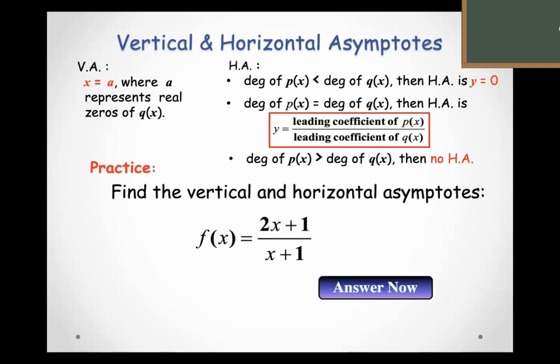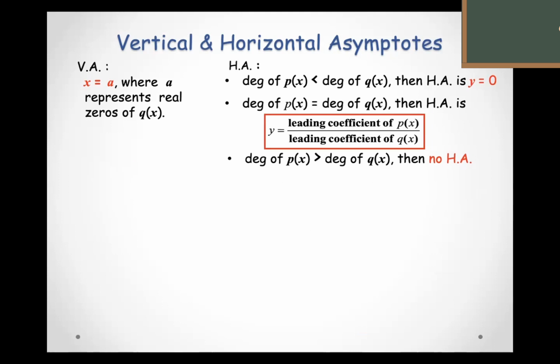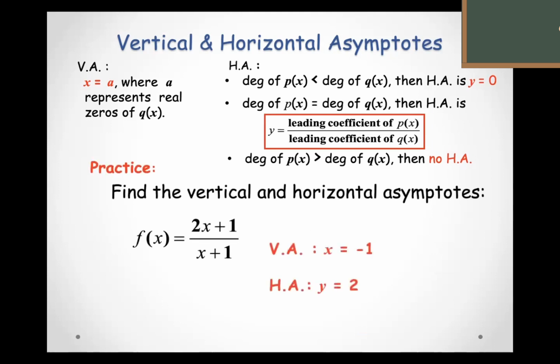Okay, another one. Find the vertical and horizontal asymptotes. For the denominator, x plus 1 equals 0, so x equals negative 1. Equate it to 0. x plus 1 equals 0, x equals negative 1. For the horizontal asymptote, look at the degree. They are the same, right? So, the leading coefficients, 2 over 1, or 2. y equals 2 over 1, or 2.